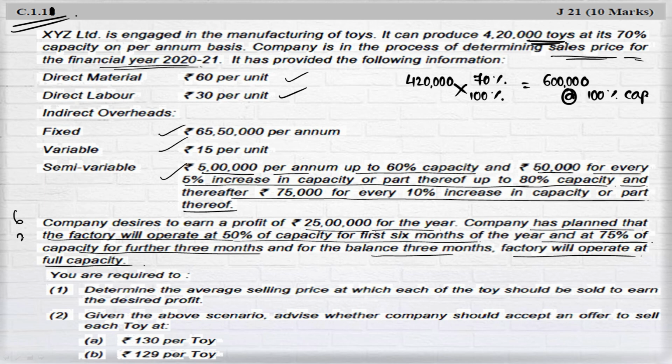So 6, 3 and 3. First 6 months 50%, next 3 months 75% and next 3 months 100%. This is written in this particular paragraph. Determine the average selling price at which each of the toys should be sold to earn the desired profit. Given the above scenario, advise whether the company should accept an offer to sell each toy at 130 per toy, 129 per toy. That is all.